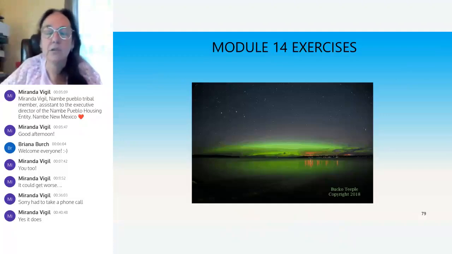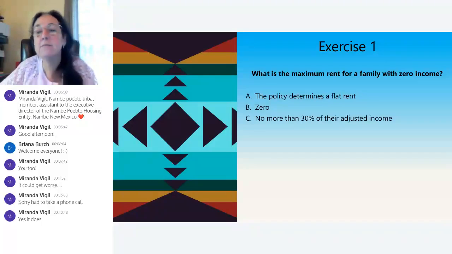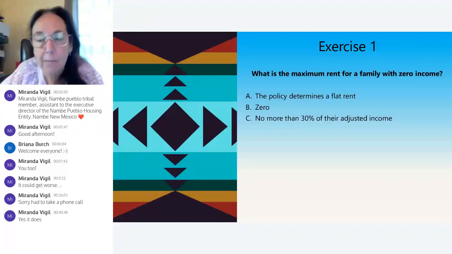Okay, is somebody going to try to answer a question today or no? What is the maximum rent for a family with zero income? Anybody?